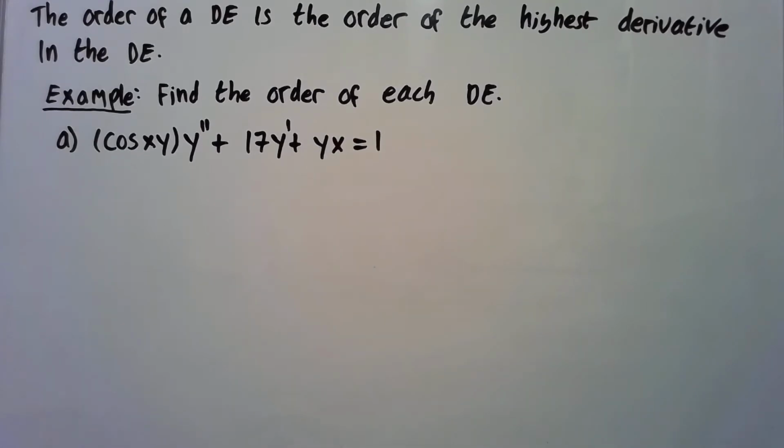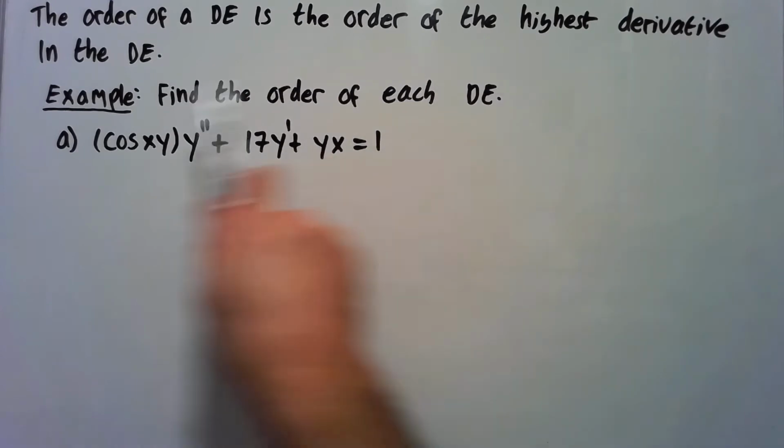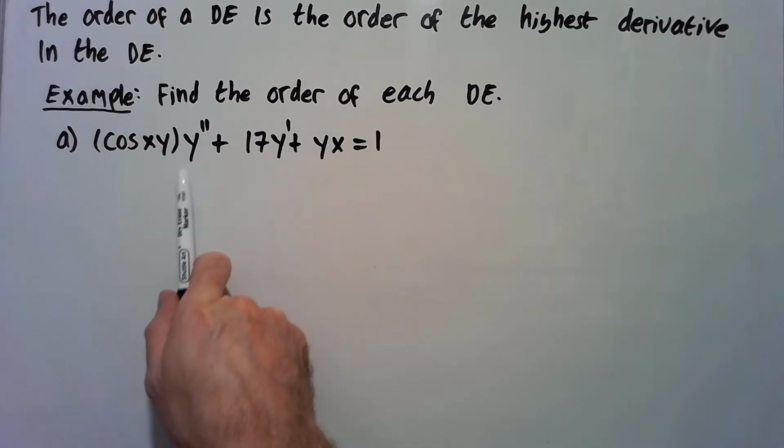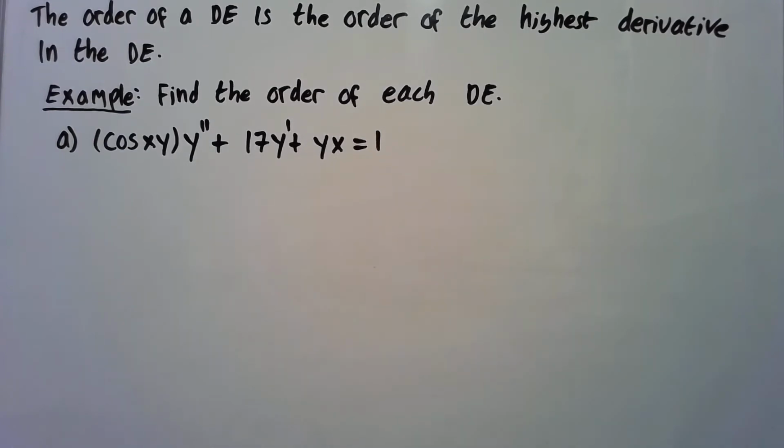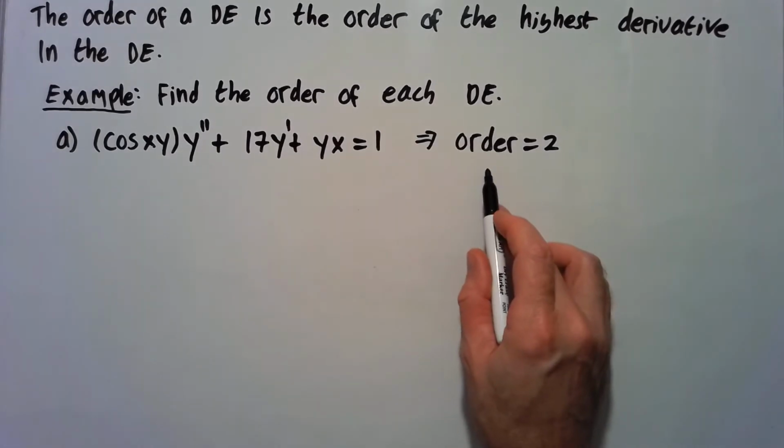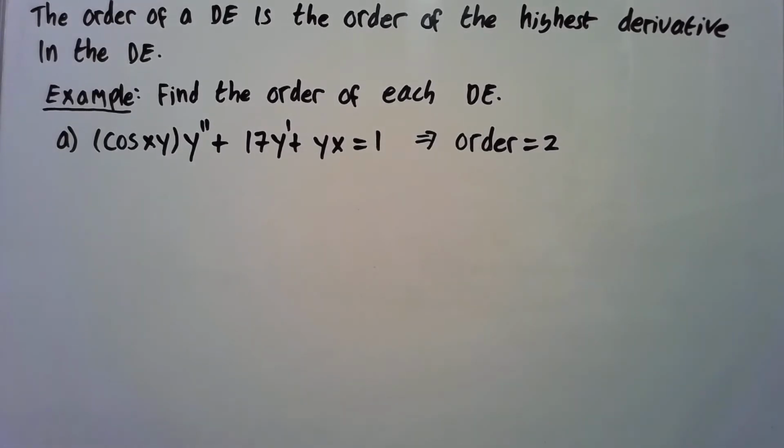Looking at this differential equation, it's an ordinary differential equation. Again, the order is the highest derivative in the differential equation. Here we have a second derivative. Therefore, the order of this one would be 2, so I'm going to write order equals 2 here. Alright, so order equals 2. Let's look at another example.